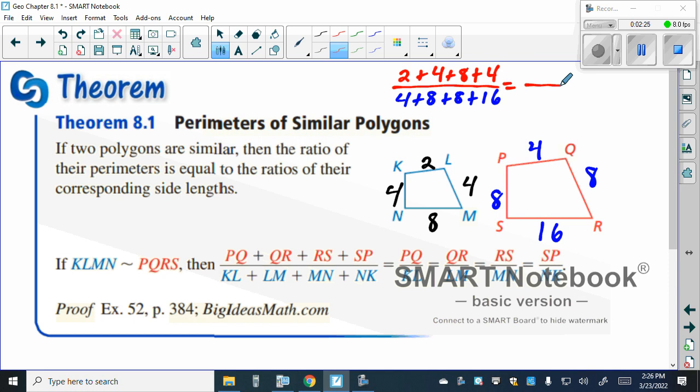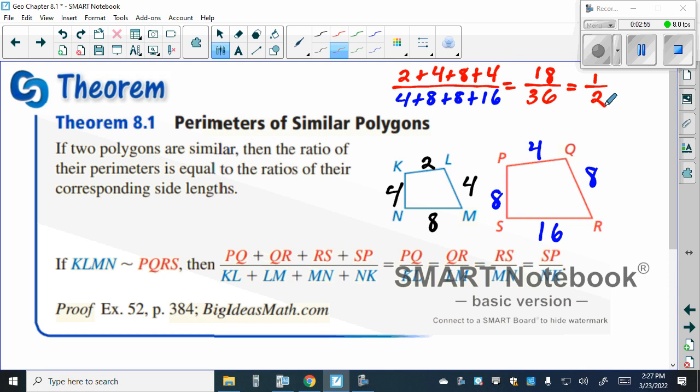Now, if we add these together, well, the top, 2 and 8 is 10, plus 4 would be 18. The denominator, well, 4 and 16 is 20, plus 8 is 28, plus 8 is 36. 18 over 36 actually reduces to 1/2. So we're good with that so far, yes?